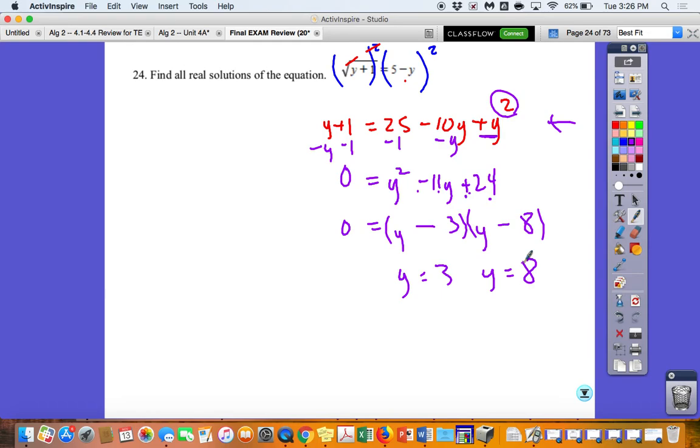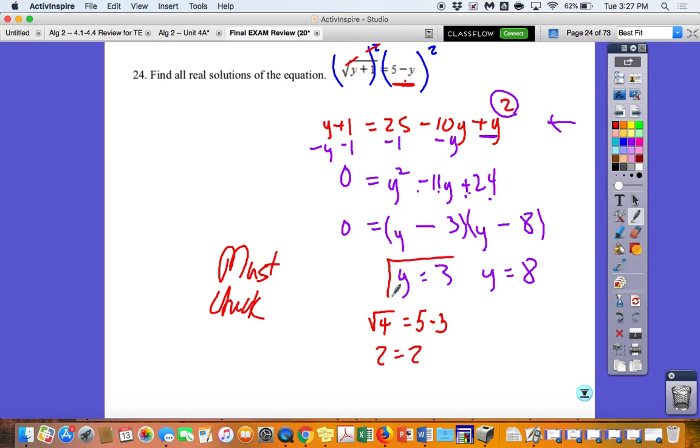And we do need to check. You have to check your answers because we squared with the variable over here, so must check. All right, so you can put as much writing down as you want to. If you put 3 in there, that's going to be the square root of 4 equals 5 minus 3. Well, square root of 4 is 2, 5 minus 3 is 2. This is good. I can keep him.